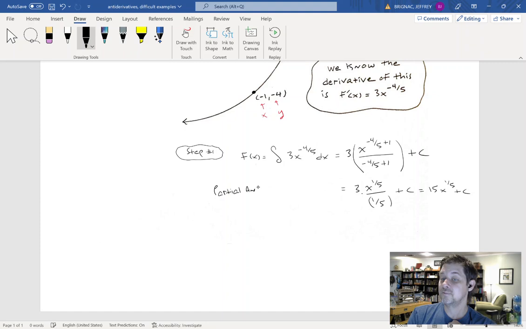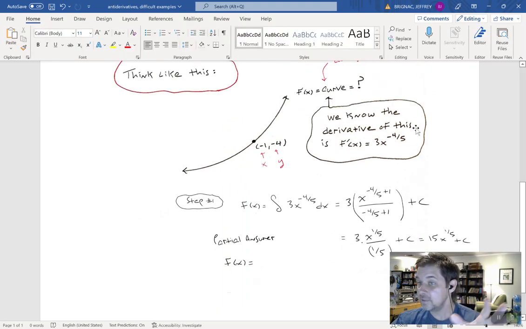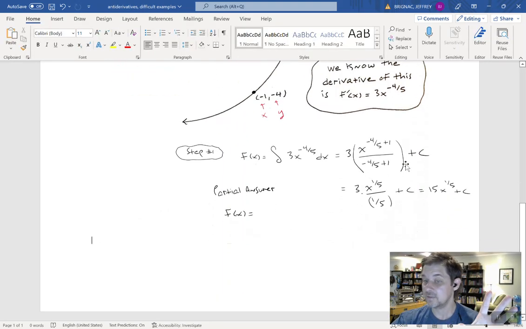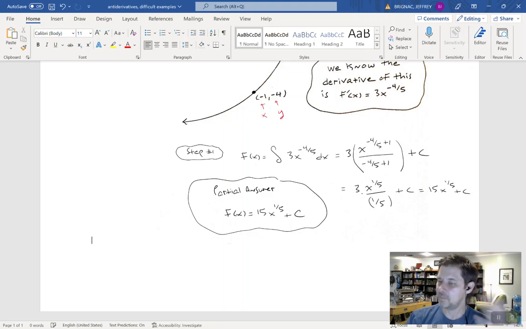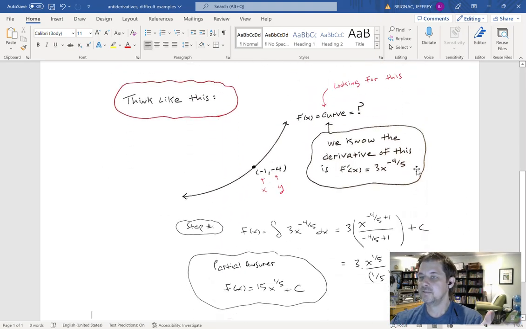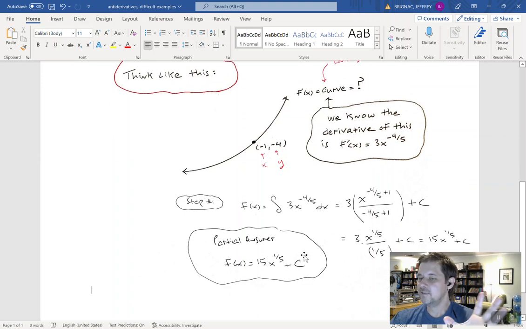This is not the full final answer yet, but that function f of x, whose derivative is 3x to the negative 4/5 power, is 15x to the 1/5 power plus C. Okay, so that's a partial answer. Why is that only a partial answer? Well, because if I'm looking for the equation of this curve, it wouldn't have this unknown constant in it. To fully know it, I would know what all the numbers were.